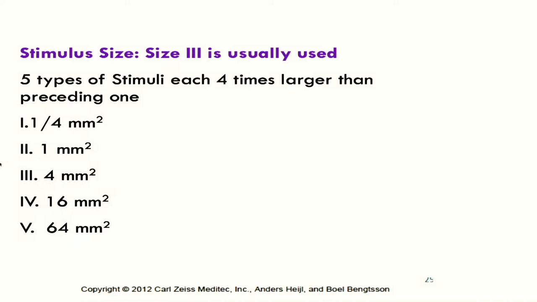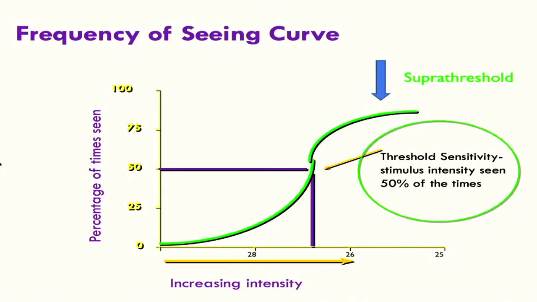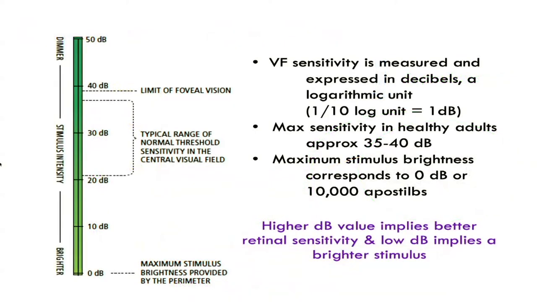So the size that we use in standard automated perimetry is 4 mm², and you can look at the size yourself compared to an average size disc. And the thresholding is done, which is defined as the stimulus intensity that is seen 50% of the time.